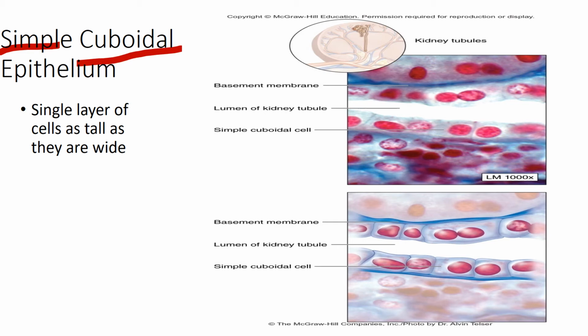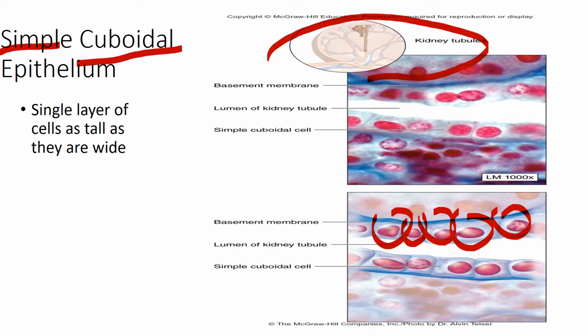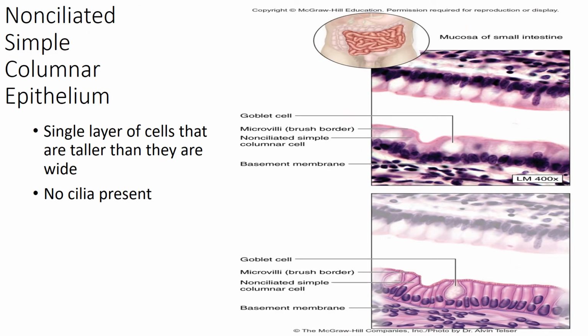So here we have that these cells are going to be as tall as they are wide, and here we only have one of them, right? One layer. All right, so here the function is for absorption and secretion, so we find this within the kidneys primarily. Also, we'll find this in some exocrine glands, and also within the surface of the ovaries, so absorption and secretion of different molecules.